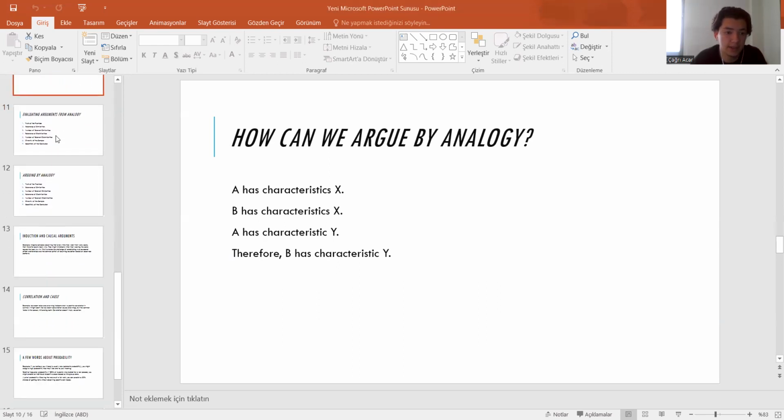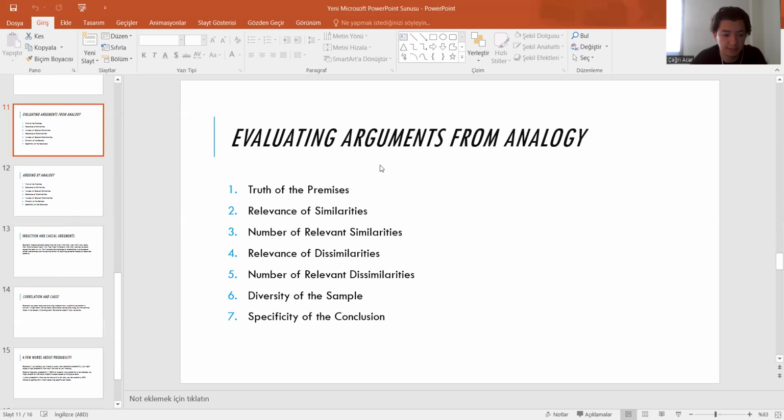The next title is Evaluating Arguments from Analogy. In evaluating arguments from analogy, there are several factors to consider. First, truth of the premises. Like any argument, the premises must be true for the conclusion to be reliable. Second one is relevance of similarities. The similarities presented in the analogy should be relevant to the conclusion. Not all similarities are equally meaningful.